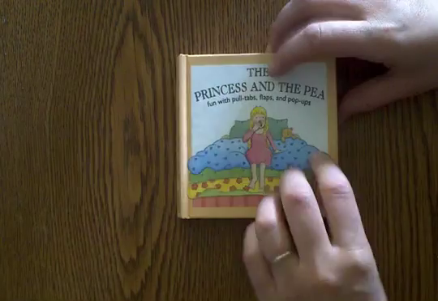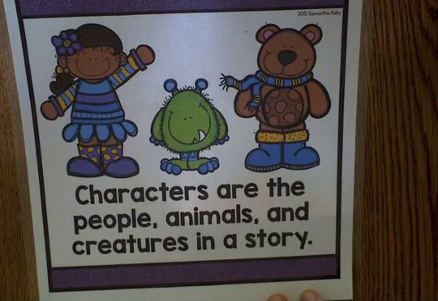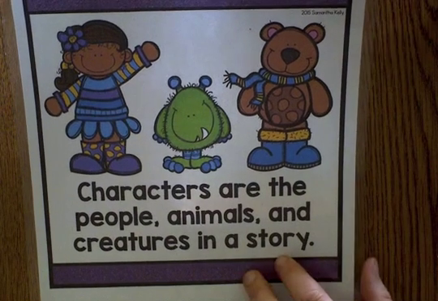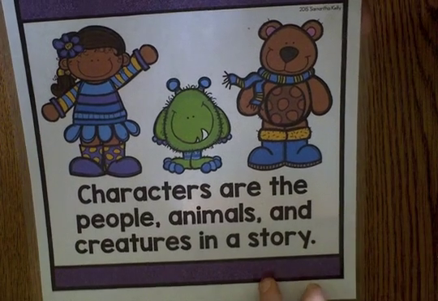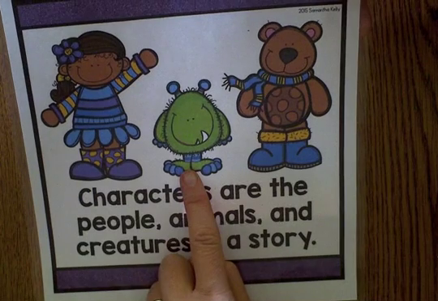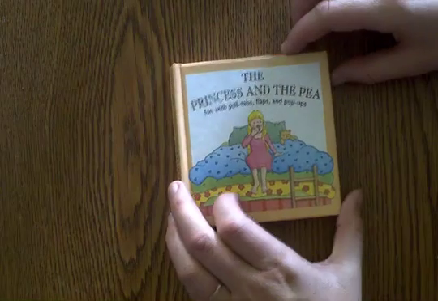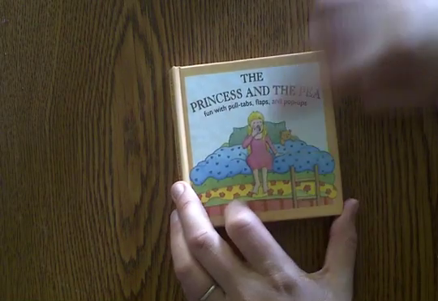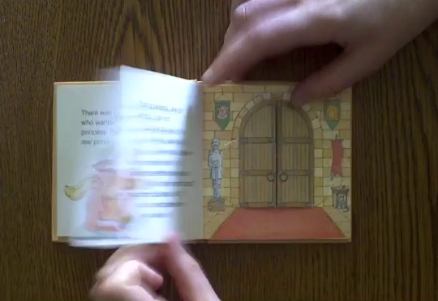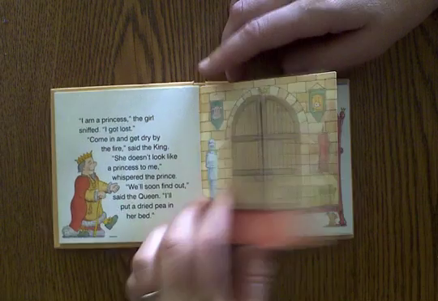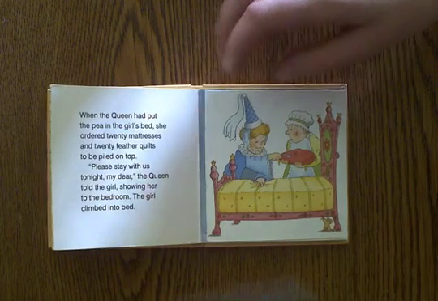Let's talk about our characters. We said characters are people, animals, and creatures in the story. Were there any animals that were in the story that we talked about? No. Were there any creatures in the story that we talked about? No. Were there people that were in the story? Yes. The characters in Princess and the Pea were the princess, the prince, the king, and the queen.